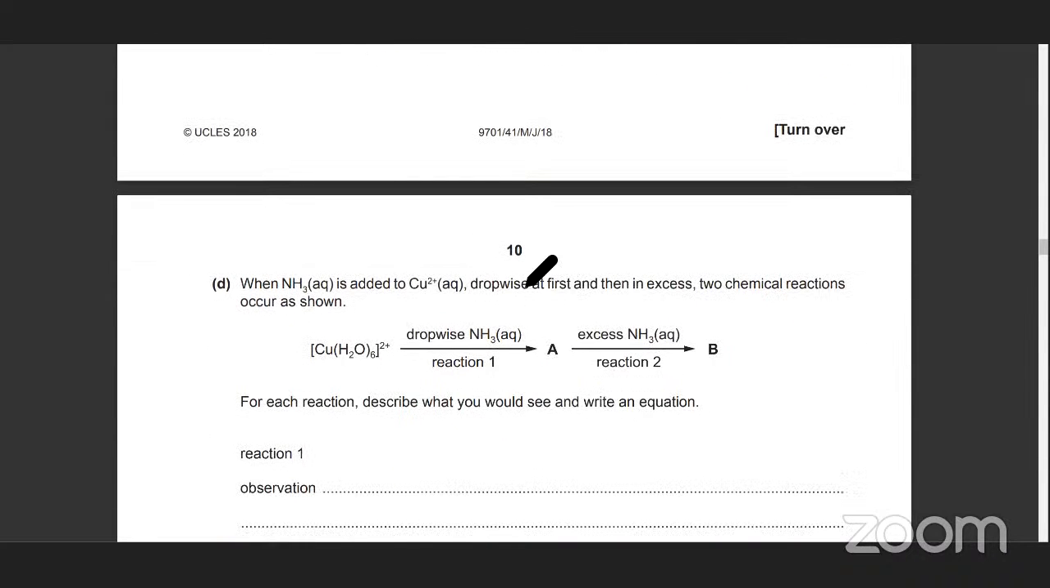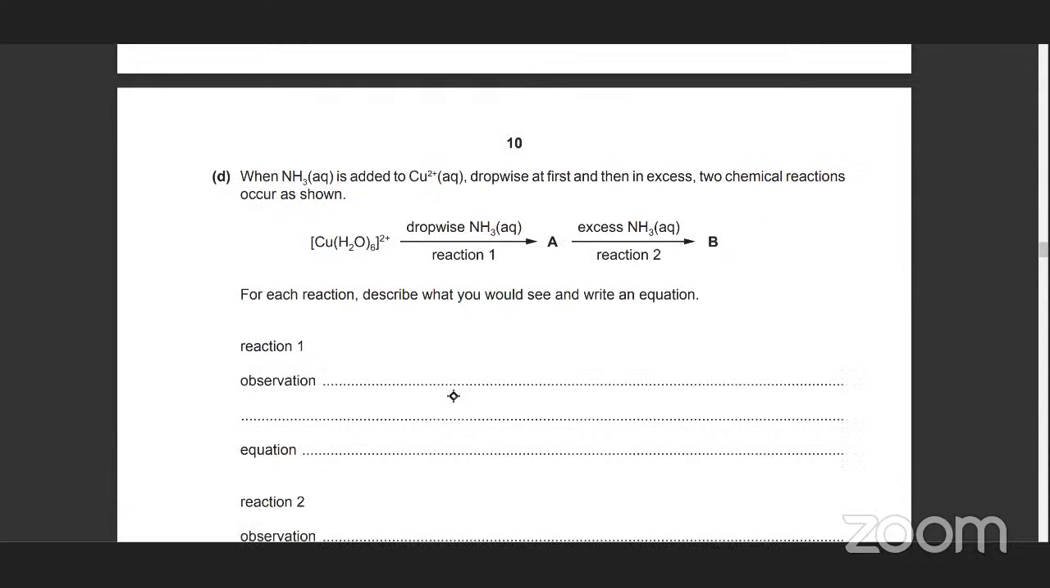Okay, when NH3 is added to copper 2 plus dropwise at first, and then in excess, two chemical reactions are shown. So what happens? Reaction number one. What's going to happen when you add NH3? The first thing that's going to happen is that when you add a few drops of NH3, the NH3 acts as a base, and it reacts with water molecules and ends up producing these NH4 plus ions. And OH minus ions are also produced as a result.